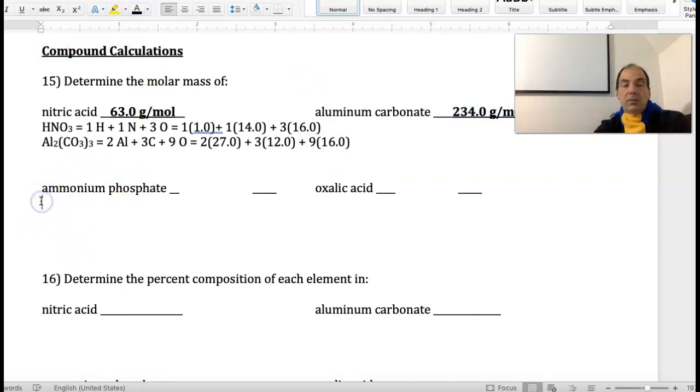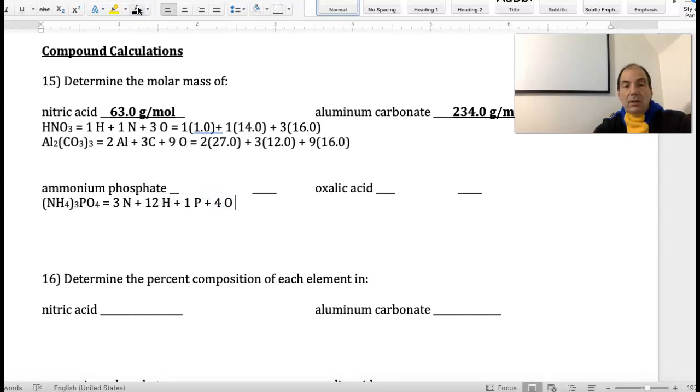All right, let's do ammonium phosphate. So ammonium is an NH4. It's a +1 ion. Phosphate is PO4, and it's 3 negatives, so I'm going to need multiple ammoniums. So we have (NH4)3PO4. Okay, so now we break it down. I got to remember to distribute. So there are 3 nitrogens. There's going to be 12 hydrogens. There's going to be 1 phosphorus. And there's going to be 4 oxygens.